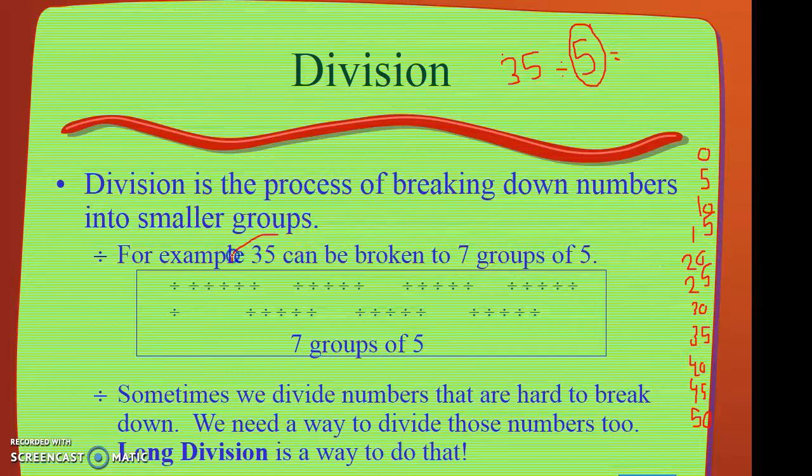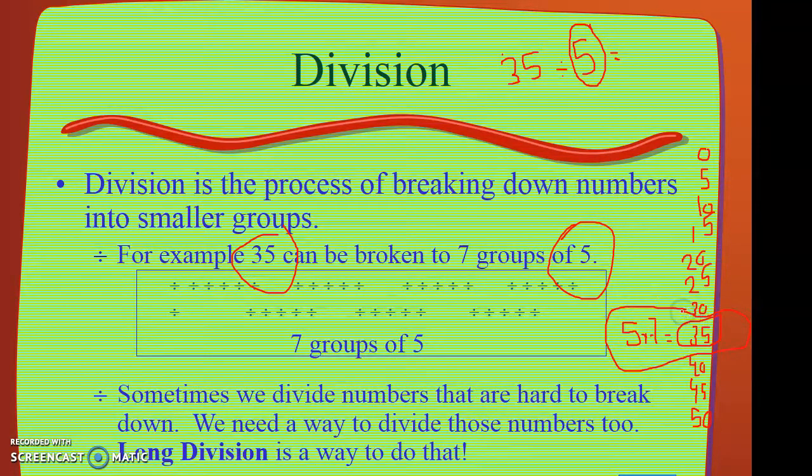So is 35 in table 5? We will group them into groups of 5. Yes, it's in table 5. Look here, we have 35 in table 5. How many numbers give us 35? Or which number in table 5 gives us 35? Let's count. 0, 1, 2, 3, 4, 5, 6, 7. So we know that 5 times 7 equals 35. So we make 7 groups of 5. How many groups did we make? 7 groups of 5. Okay?